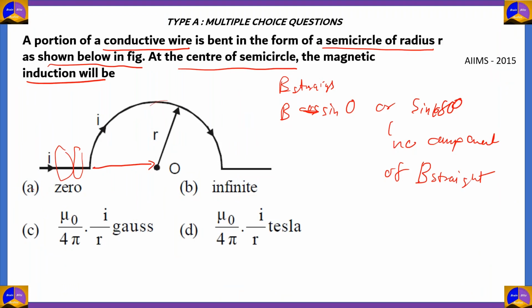So options A and B are incorrect. Now, how do you choose between C and D? For magnetic field, the SI unit is always Tesla. Now, in this scenario, we consider the current to be in amps, which is the SI unit, and the radius in meters, which is the SI unit. So therefore, option D will be the right option.